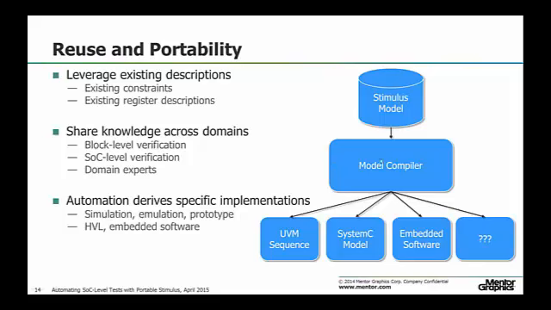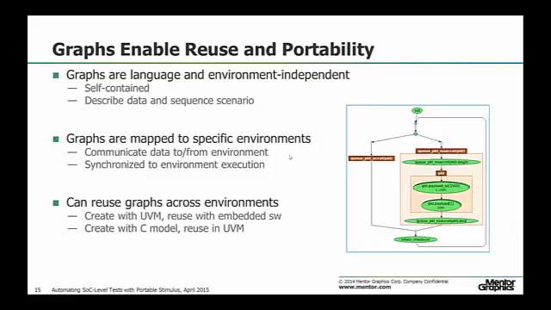taken care of by this automated model compiler that based on this single stimulus model can output, for example, a UVM sequence or a System C model or some embedded code running on a processor. So the graphs are really independent of both the language that is used and the environment. They're self-contained, and they describe both the data and the sequence scenario, and then they're automatically mapped to be able to communicate to and from the different environments. So this enables us to reuse the same graph across these environments.